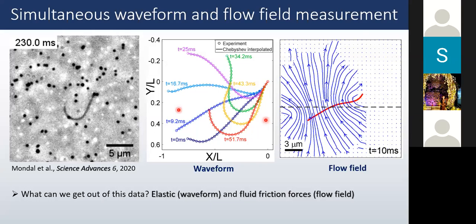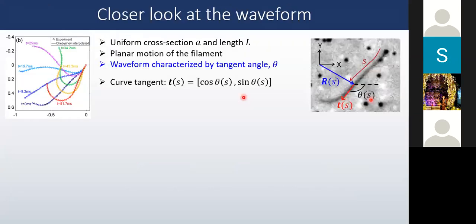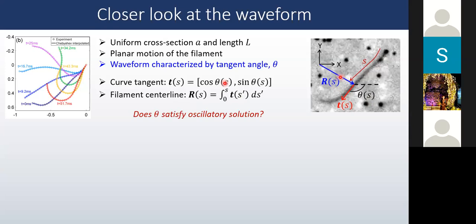This is beating in a plane, in the filament, even in viscous fluid, but that's later. So for example, the tangent can be described by the tangent angle. The filament centerline is given by the integration of it. But even before I actually tell you what the elastic terms in the filament are, I have already told you it's a force-damped harmonic oscillator. So theta, which is characterizing the waveform, should satisfy an oscillatory solution, right? Does it do that? I have the experimental data, I can find out.